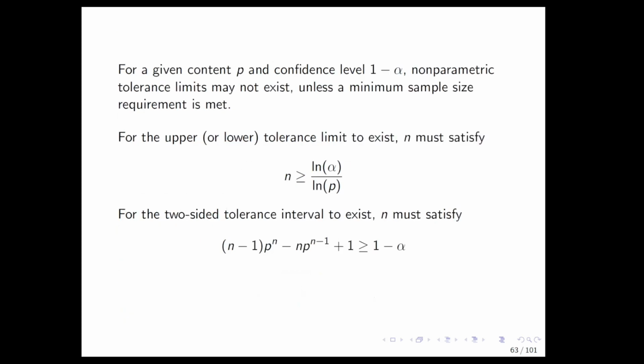Now, there's another issue here. The non-parametric tolerance limit may not exist unless you have a minimum sample size. And here is the sample size requirement for a one-sided limit, lower or upper. The sample size should be greater than or equal to the natural logarithm of alpha divided by the natural logarithm of P. Remember, 1 minus alpha is 0.95, so alpha is 0.05, and P is 0.9. Then N should exceed that ratio in order that the upper or lower tolerance limit will exist. For the two-sided interval to exist, N must satisfy this particular equation here. So the left-hand side should be at least 1 minus alpha, maybe 1 minus alpha is 0.95.